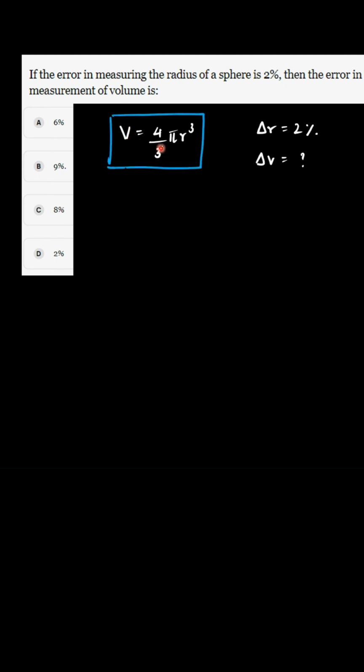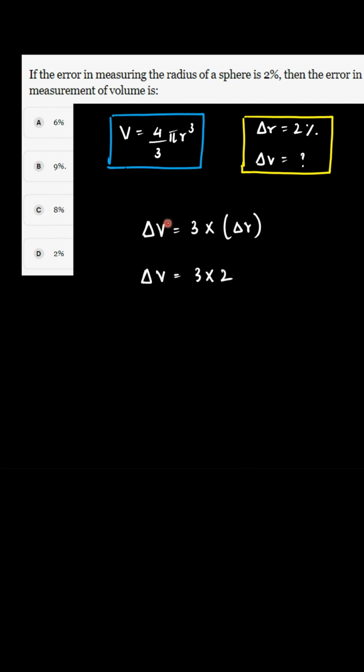Let's go to the next question. If the error in measurement of radius of a sphere is 2%, then the error in measurement of volume is. We know that the volume of a sphere is given by the formula 4 over 3 pi r cube. Delta r is given as 2%, delta v is asked. I can write the formula for delta v. Delta v can be written down as 3 multiplied by delta r, 3 multiplied by 2. Delta v is going to be equal to 6%.